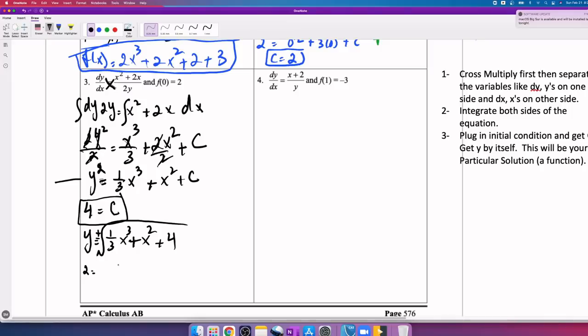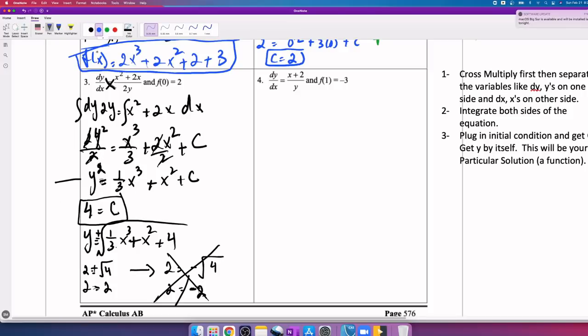it's going to be square root of 4, right? When x is 0, that turns 0, the square root of 4, which means 2 is equal to 2. And positive 2 is equal to positive 2, so the positive one is working. But if I plug in the negative square root, it's going to give me 2 equal to negative 2. So this is not okay. Negative is not working, but positive does. So my answer is positive square root of 1/3 x cubed plus x squared plus 4.